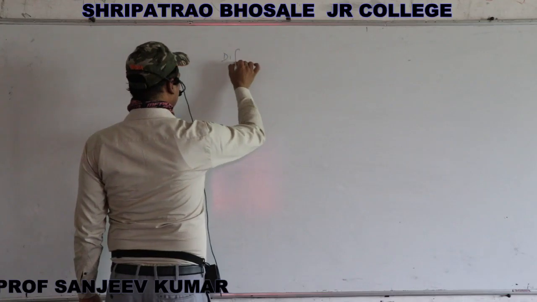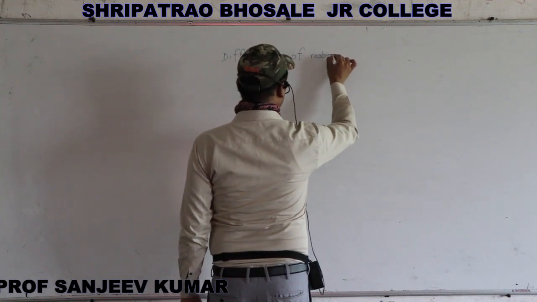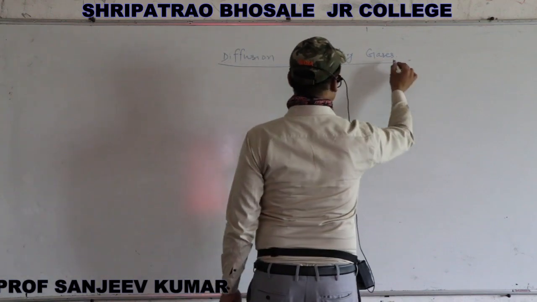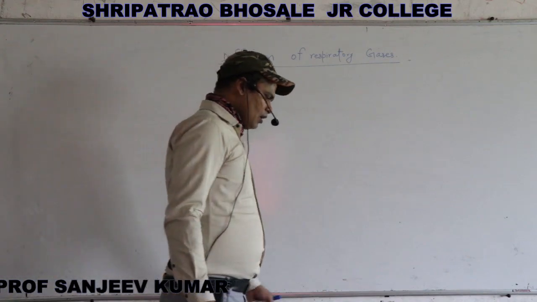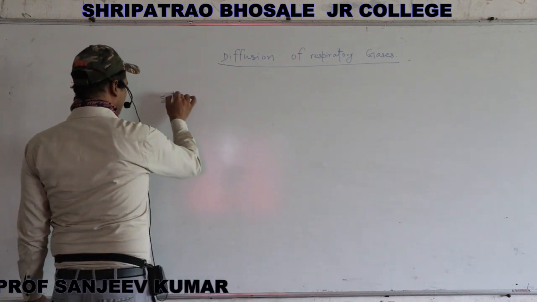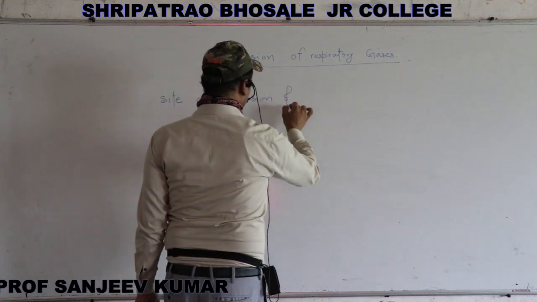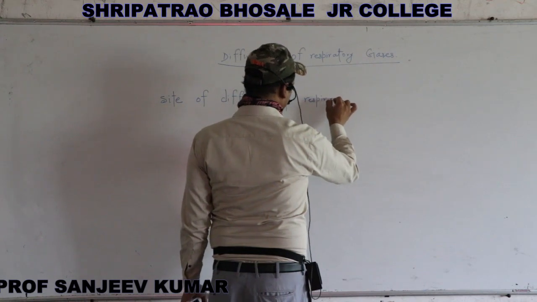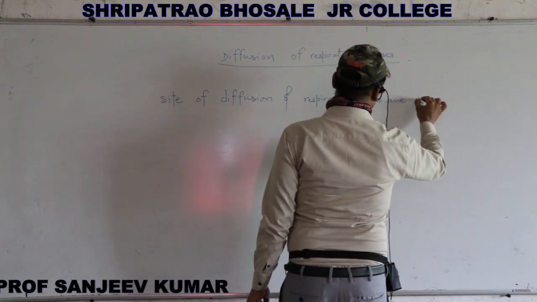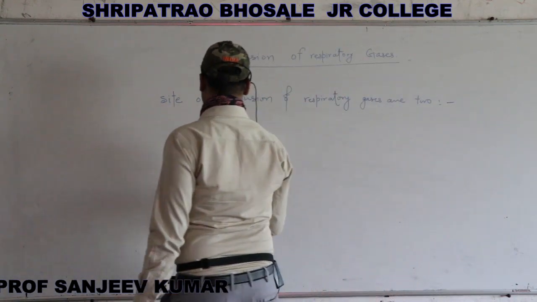So, diffusion of respiratory gases. The site of diffusion of respiratory gases are two in number. Two.